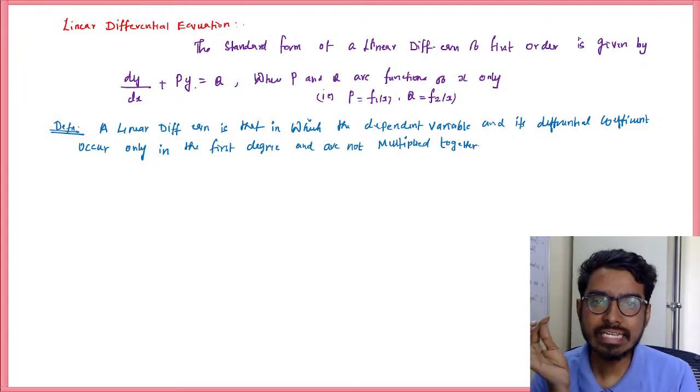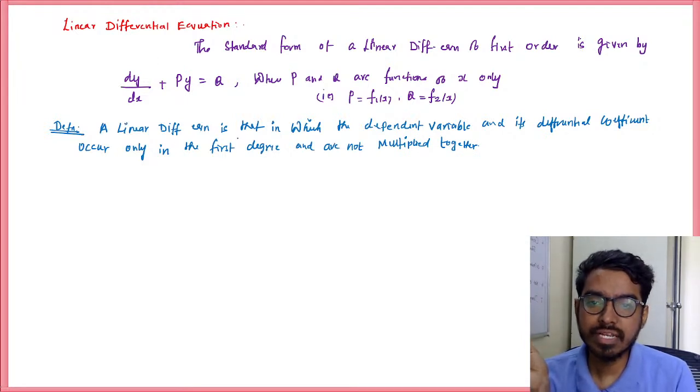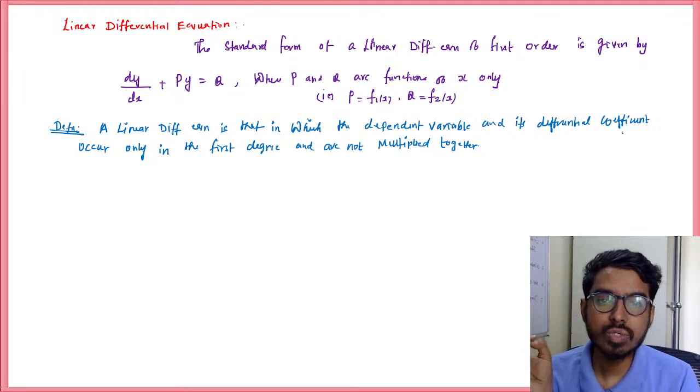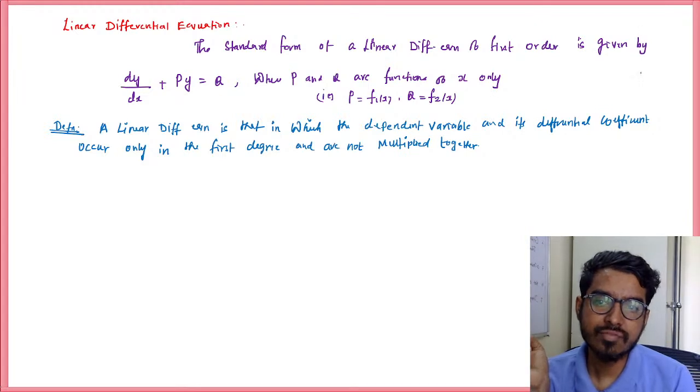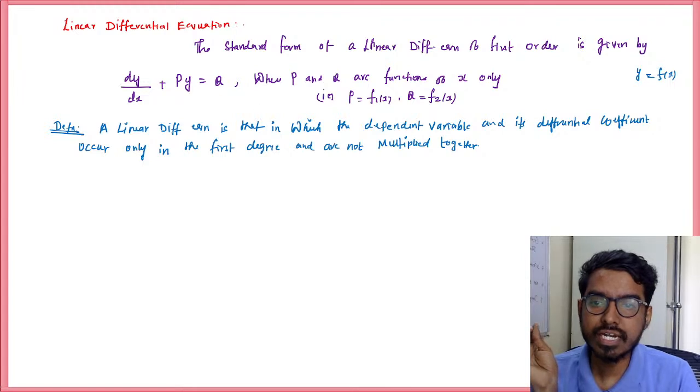Actually, this is the general form of a linear differential equation. What the definition says is that if y is a function of x, then y is called the dependent variable, since it depends on x. In dy by dx plus py is equal to q, the dependent variable and its differential coefficient occur only in the first degree. That is, dy by dx has degree 1, and y also should be of power 1. Then we say this is a linear differential equation.